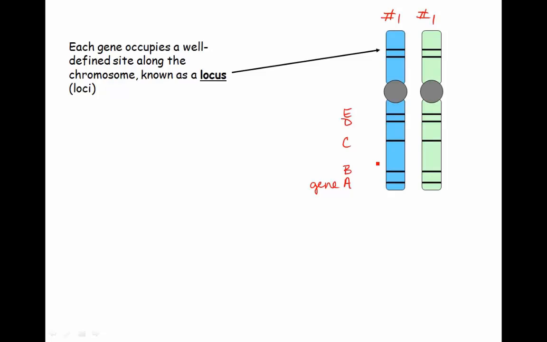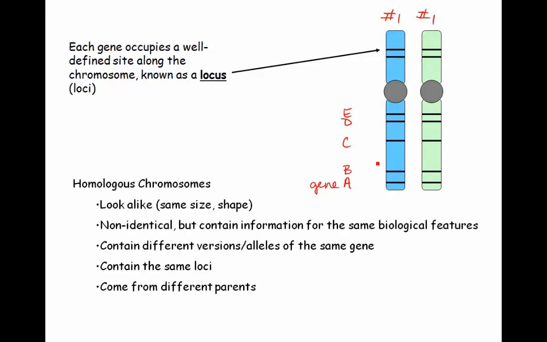The chromosomes that we're seeing in this picture, notice that they look essentially the same. They're the same size and shape, and they have the same loci on them. That is because these are homologous chromosomes. What we mean by homologous chromosomes is that they're very similar, but they're not identical. So they contain information for the same biological features.